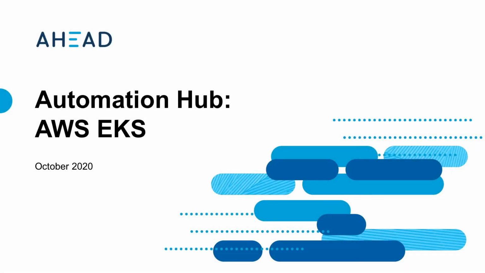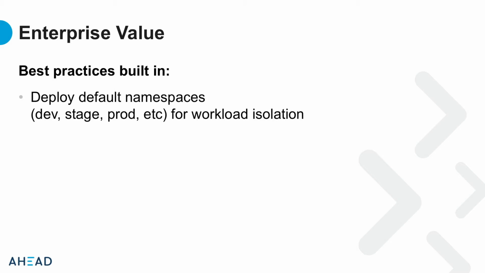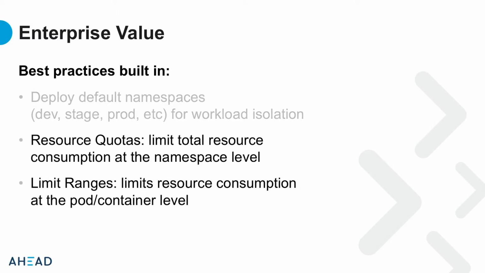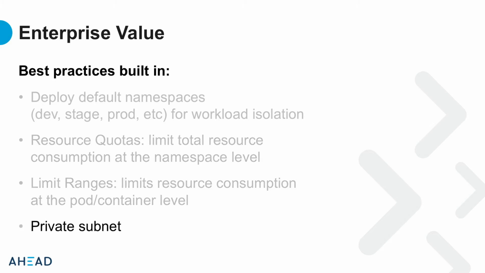Today I'm going to show a demo of the latest Automation Hub feature, provisioning EKS clusters on AWS. Some of the value that this new feature provides are best practices built in, such as providing default namespaces like dev, stage, and prod for workload isolation, setting default thresholds for resource quotas and limit ranges. These restrict containers from consuming large amounts of CPU and memory, as well as native Kubernetes resources. The cluster is also deployed to a private subnet by default.